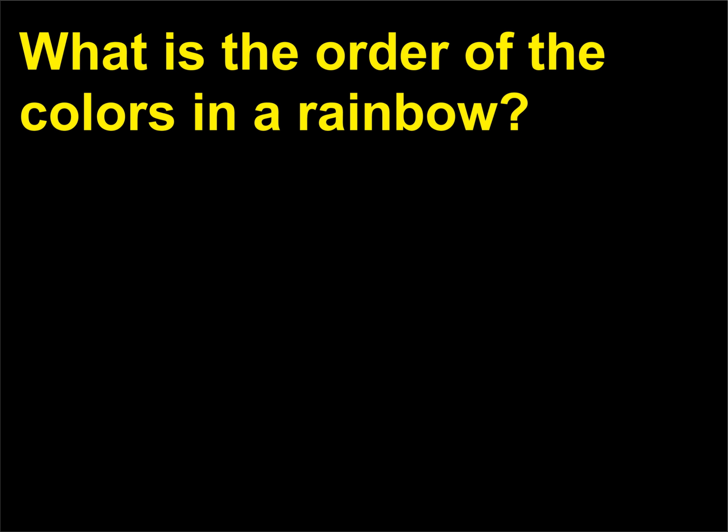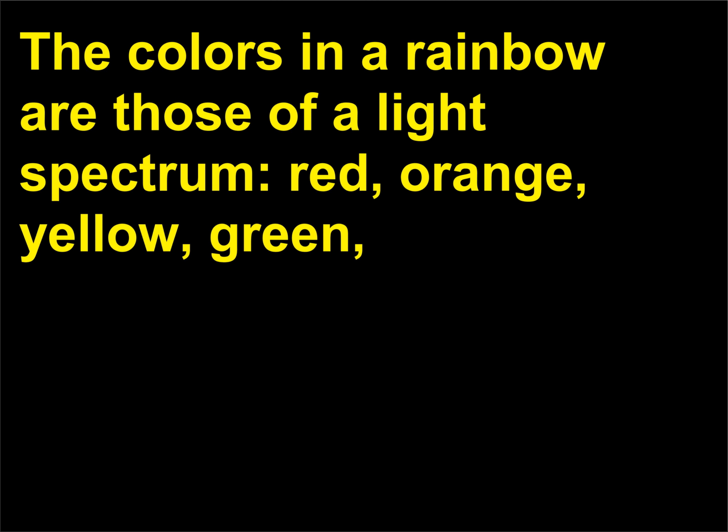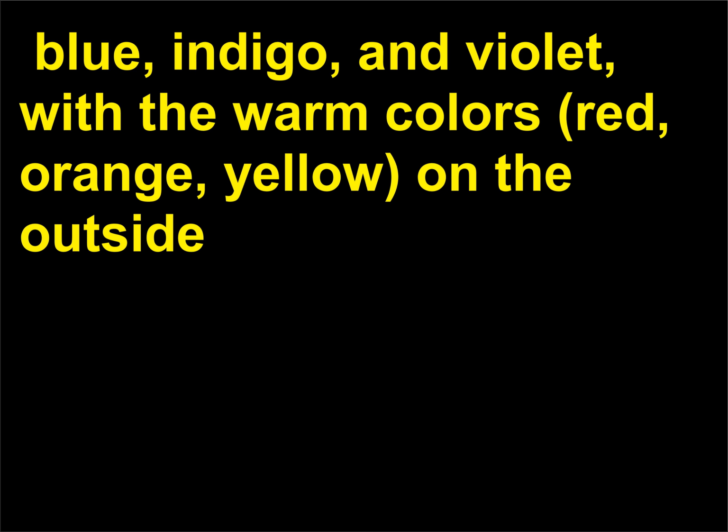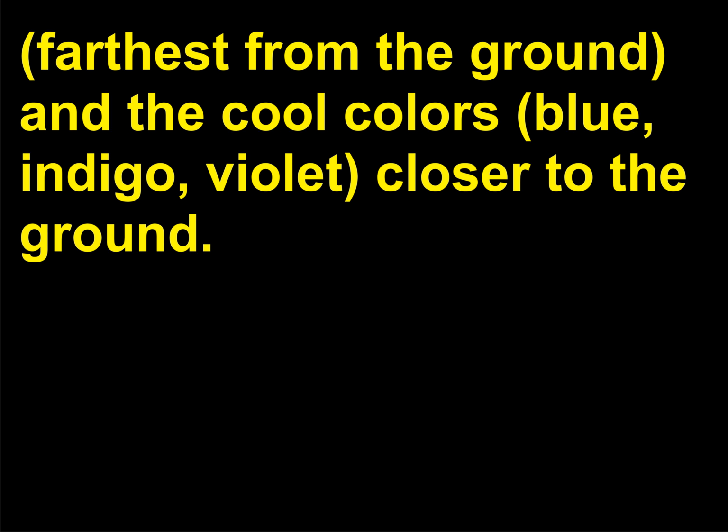What is the order of the colors in a rainbow? The colors in a rainbow are those of a light spectrum: red, orange, yellow, green, blue, indigo, and violet, with the warm colors, red, orange, yellow, on the outside, farthest from the ground, and the cool colors, blue, indigo, violet, closer to the ground.